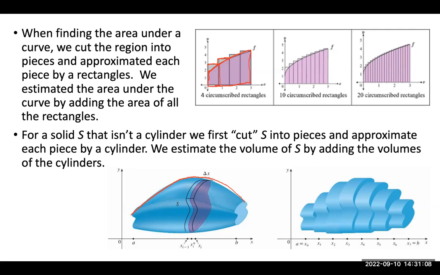So we're going to cut pieces into the shape, and we're going to make each piece look like a cylinder. If we find the volume of every cylinder and add them all up together, that gives us an approximate volume of the shape. Notice how we're doing the exact same thing we did before. Instead of a two-dimensional version, we're going into a three-dimensional version. Before, we cut the shape into rectangles; here we're going to cut the shape into cylinders.